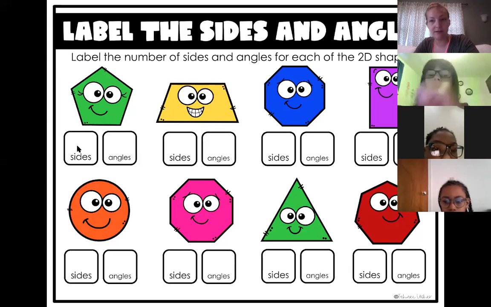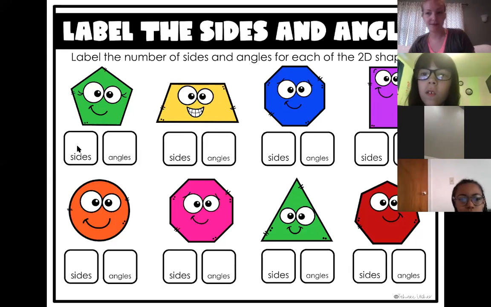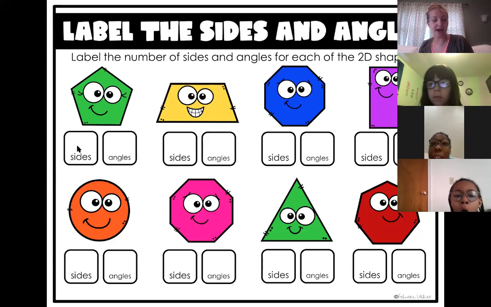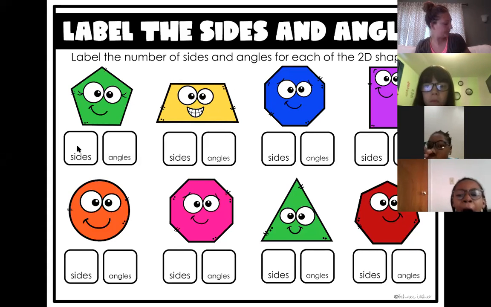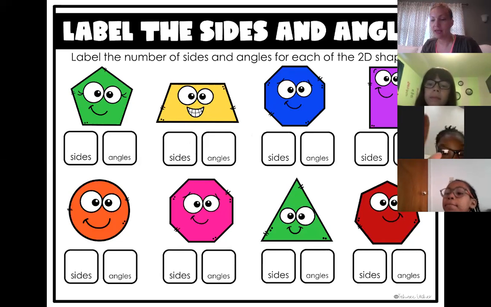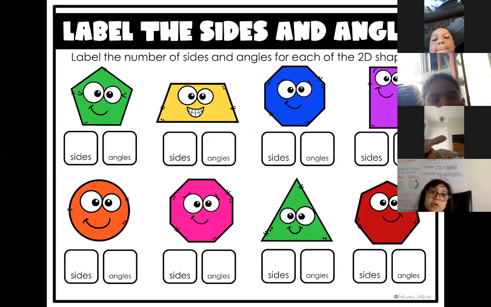So the green one has 5 sides and 5 angles. There we go, 5 sides and 5 angles. Great. All right, go ahead, Rihanna. The yellow one. And after our friends answer, what we'll do is we'll do a thumbs up if we agree and a thumb to the side if we don't agree and we have a question.